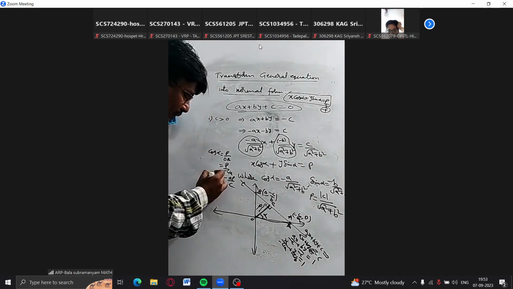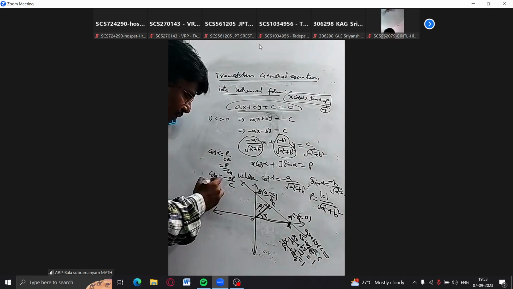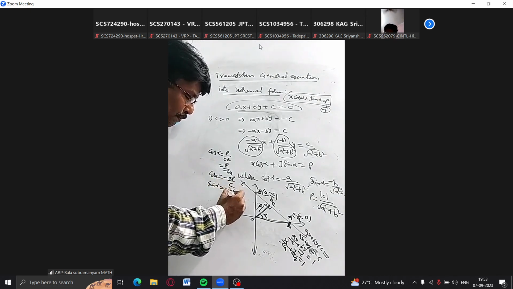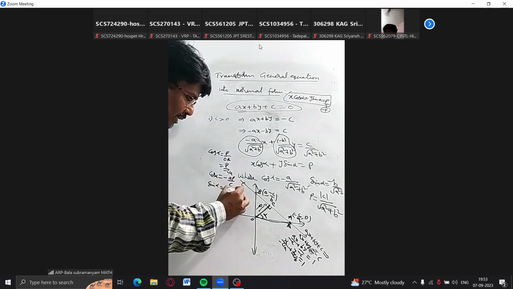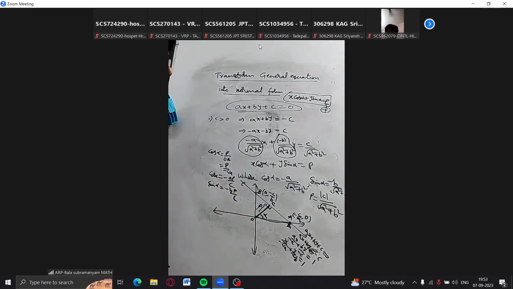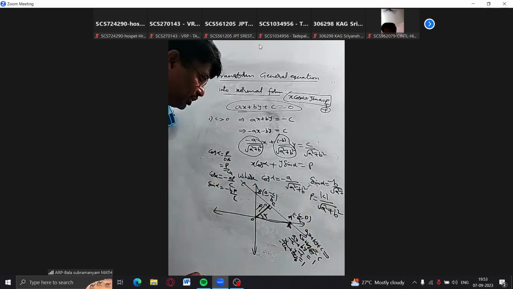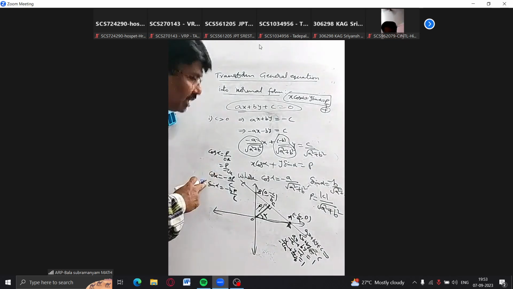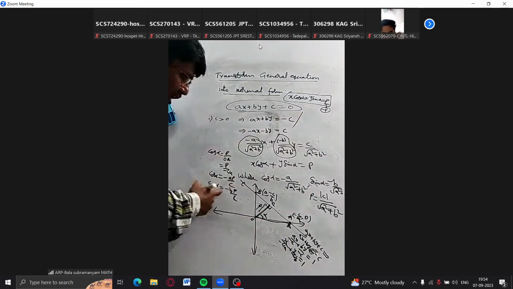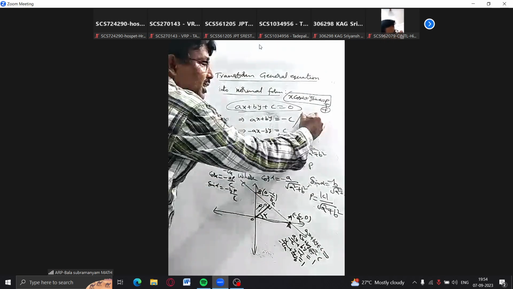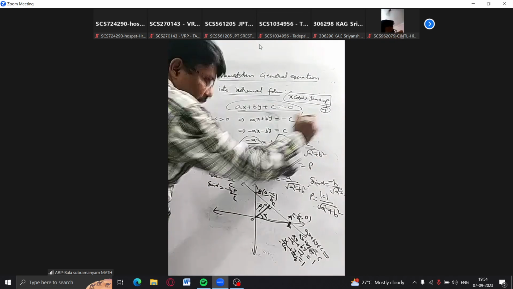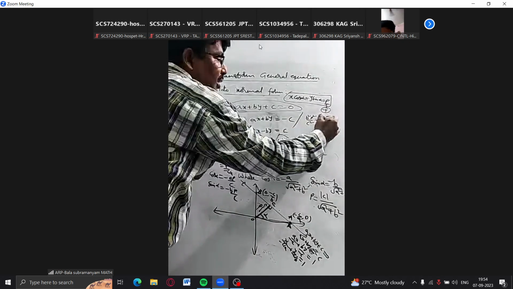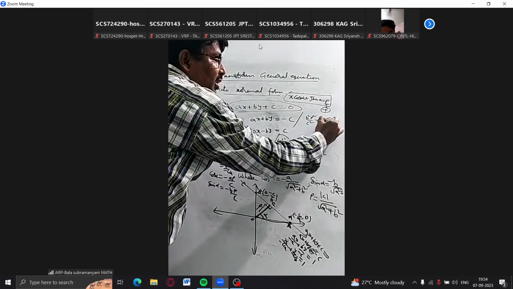Okay, this is cos alpha. Similarly, you can find sin alpha is equal to minus BP by C. We know the identity sin square alpha plus cos square alpha is equal to 1. So squaring both sides and adding, sin square alpha, that is B square P square by C square, plus cos square alpha, A square P square by C square, is equal to 1.